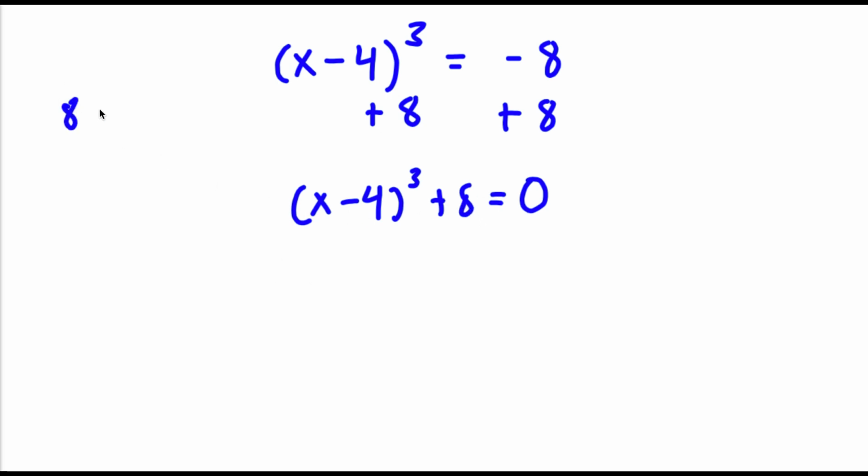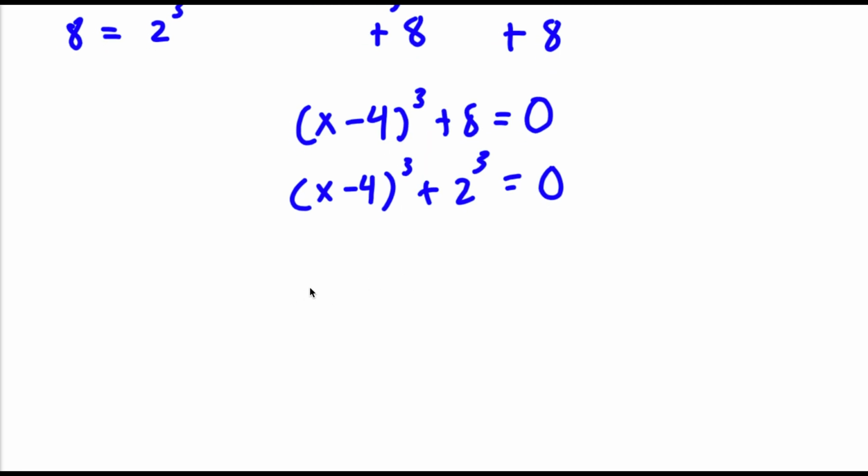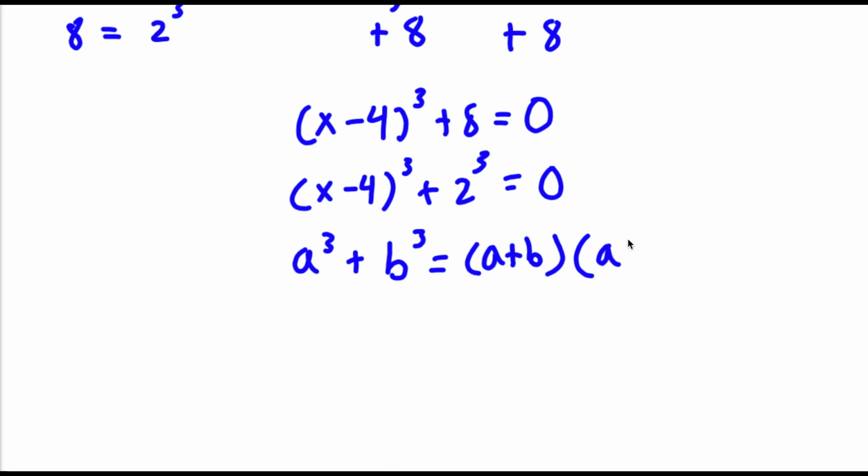Now 8 here, this is equal to 2 to the power of 3. So now I have (x minus 4) to the power of 3 plus 2 to the power of 3 is equal to 0. Now if I have something in the form a to the power of 3 plus b to the power of 3, this is equal to (a plus b) times (a squared minus ab plus b squared).